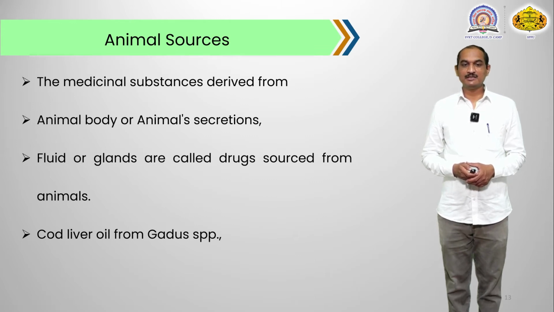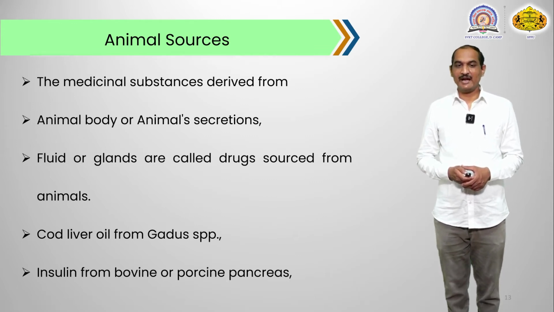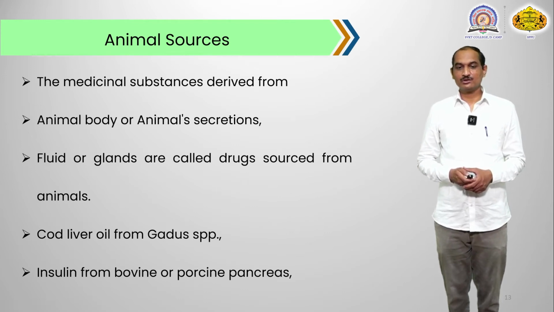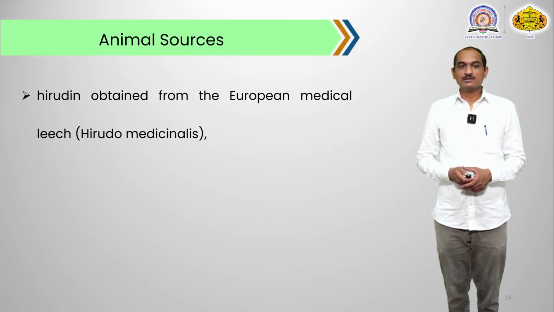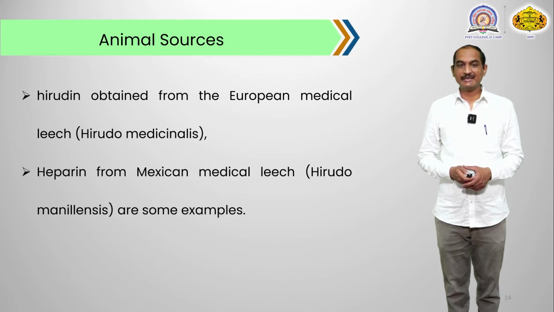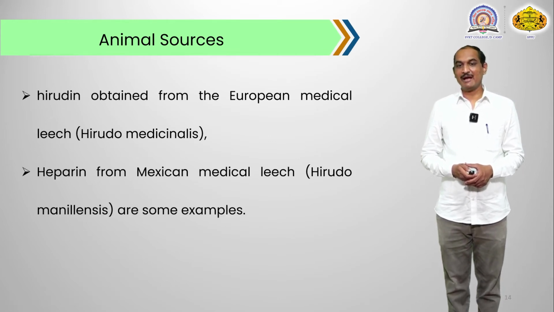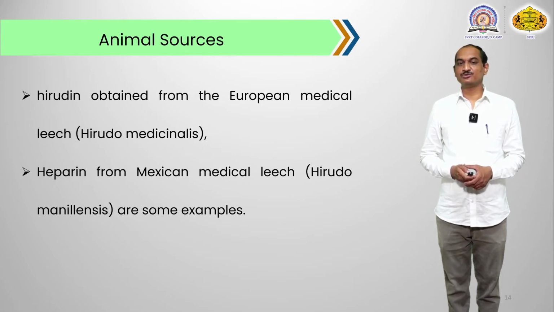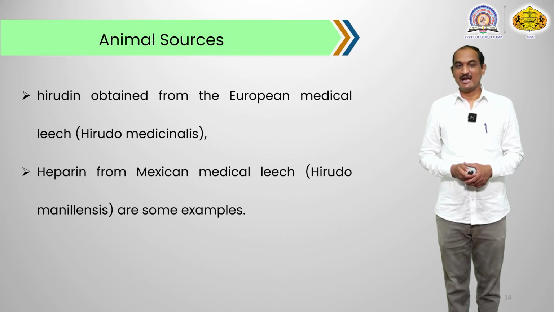For example, cod liver oil from the cod species, then insulin from the bovine or porcine pancreas, then hirudin which is obtained from the European medicinal leech, and heparin is one of the examples from the Mexican medicinal leech. These are some examples of compounds or drugs obtained from animal sources.